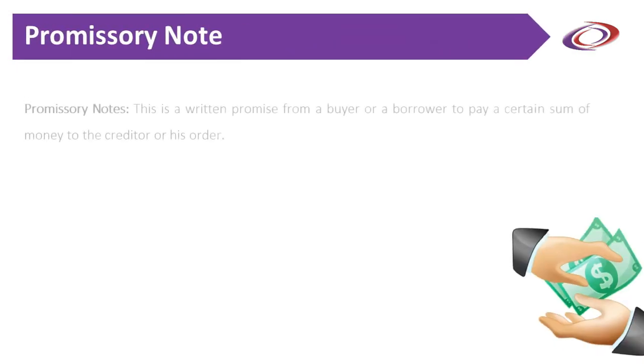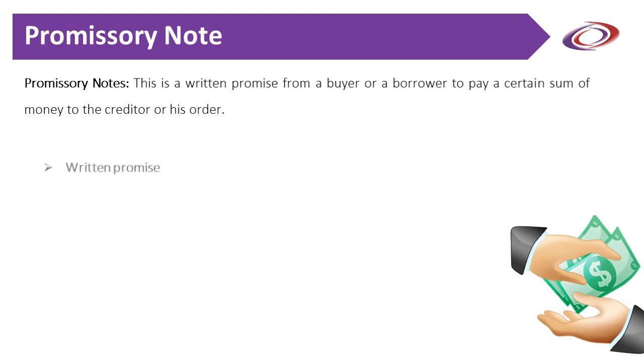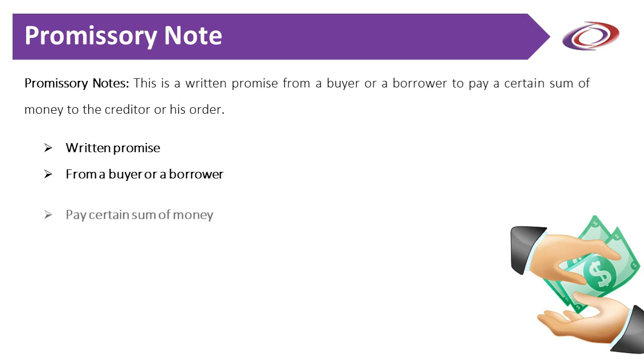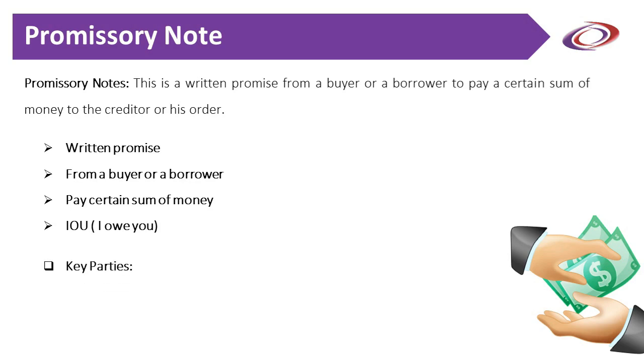Next, promissory notes. This is a written promise from a buyer or a borrower to pay a certain sum of money to the creditor or his order. It is what we call IOU, which means I owe you. I owe you a certain amount of money. That is an acknowledgement of debt and an obligation to repay. Here there are only two parties: maker, who makes the note and promises to pay, and payee, same as in bills of exchange, is the one who will receive the money. Alright?